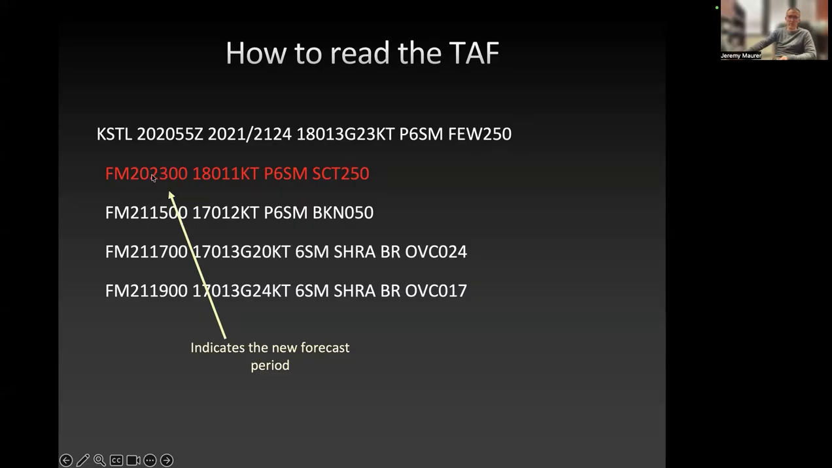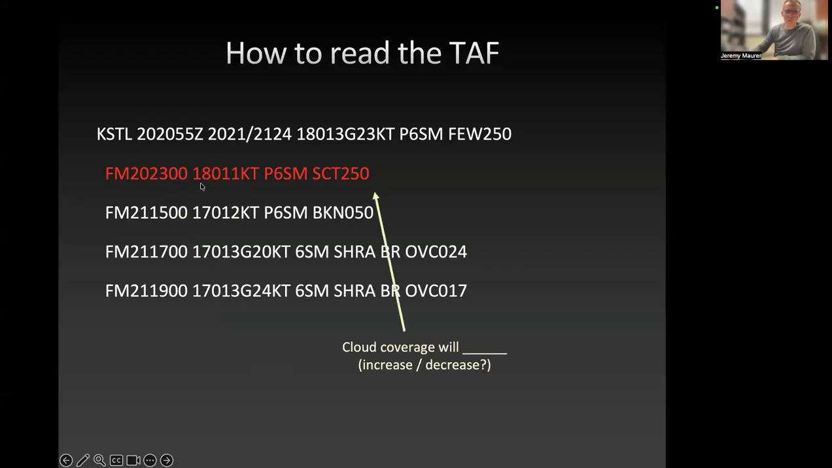So this period is now good for the 20th at 2300 hours, which is 11 p.m., until whatever this time is on this second line. And during that time period, we'll have a changing wind speed and direction. The visibility is actually the same, I guess, but the cloud coverage is going to change. We're going from few clouds to scattered clouds, so we're increasing cloud coverage. And that's the way it's going to be for each one of these lines. Each one introduces a new forecast period.